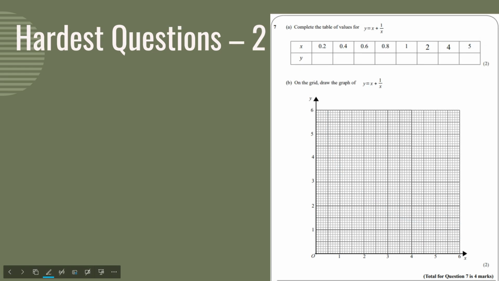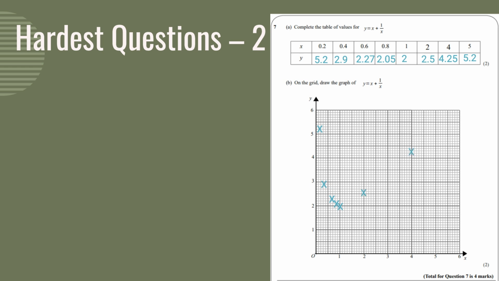Here is another question for you to have a go at on reciprocal graphs. Have a go, pause the video, and then unpause when you've done. So before we begin, this will be on a calculator paper, so make sure you use a calculator working it out. So part A, we have to complete the table of values for y equals x plus 1 over x. 0.2 would be 5.2, 0.4 would be 2.9, 0.6 is 2.27, and this is to two decimal places. 0.8 would be 2.05, 1 would be 2, 2 would be 2.5, 4 would be 4.25, and 5 would be 5.2. Now, we plot all our x's on our graph below.